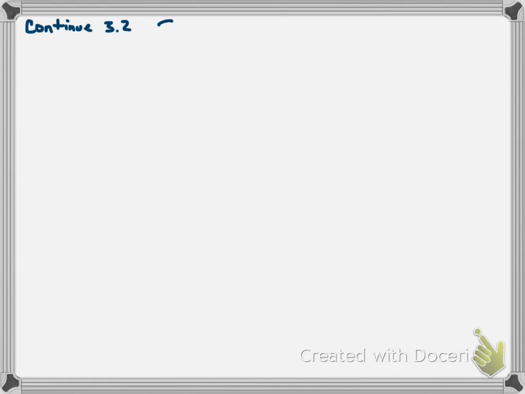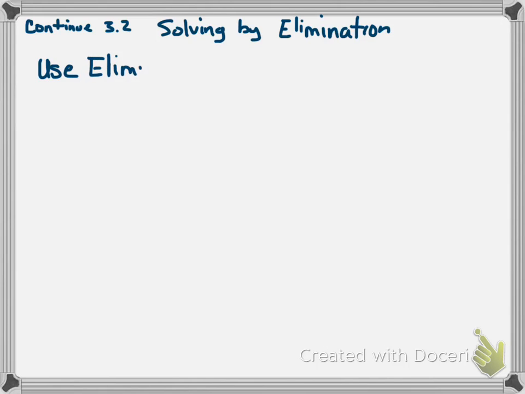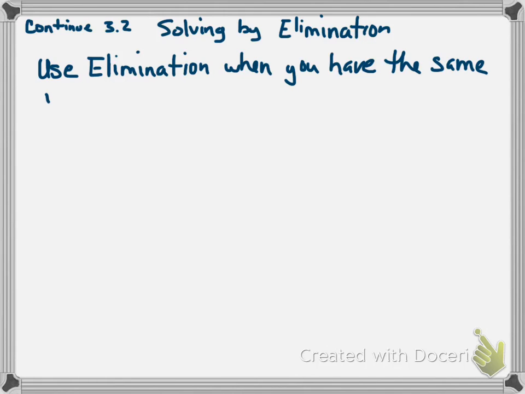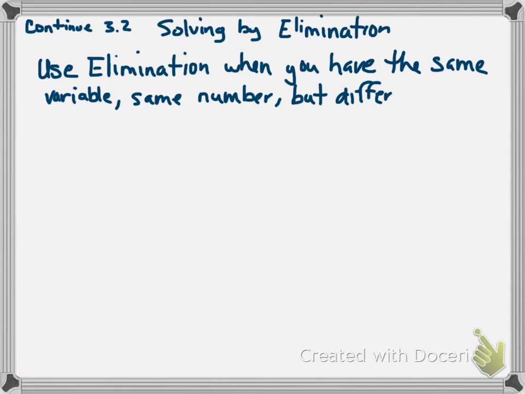So after reviewing solving by substitution, we're going to go ahead and continue on to solving by elimination. In solving by elimination, there's just a couple of things that you need to look for. In order to use it, you have to make sure you have the same variable, the same number, but different signs. That's when you are better off using elimination. So use elimination when you have the same variable, the same number, but a different sign. That means that one is positive and the other one is negative.